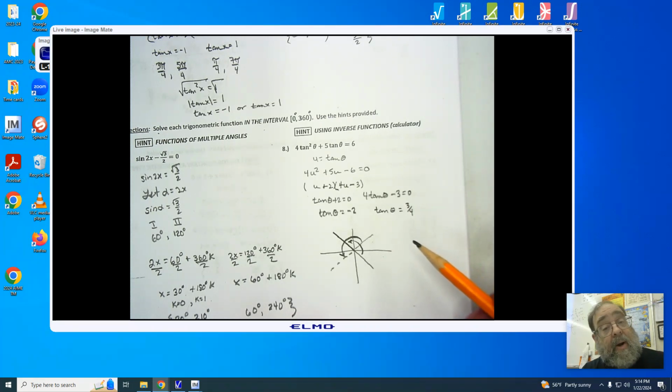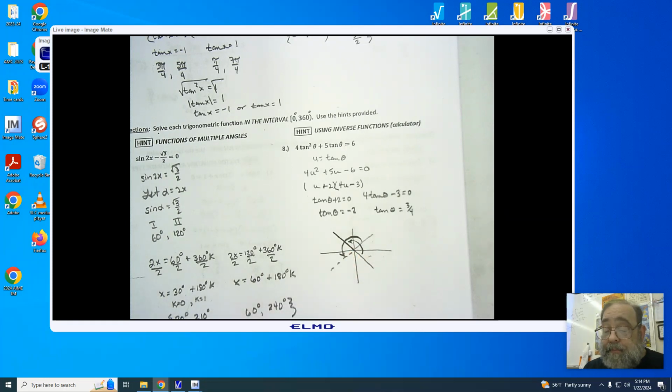In radians, I would add pi. In the second one, I'm going to use, and notice I'm going to get the negative theta prime, and therefore I'm going to add pi once, or 180 degrees once, and then 180 degrees a second time.